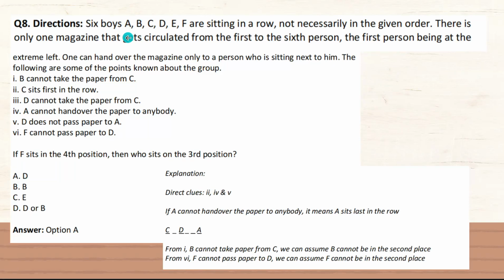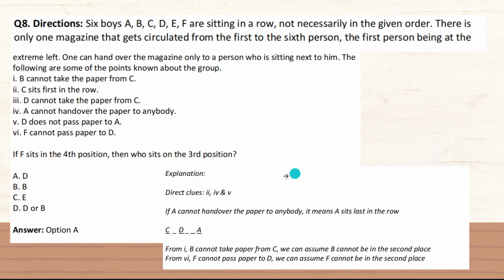This is the 8th question. 6 boys A, B, C, D, E, F are sitting in a row, not necessarily in the given order. There is only one magazine that is circulated from the 1st to the 6th person. The first person is at the extreme left. One can hand over the magazine only to a person sitting next to him. The following are some points to keep in mind so that you can find the order. Please take a screenshot to find the correct order. The question is, if F sits in 4th position, then who sits in the 3rd position?